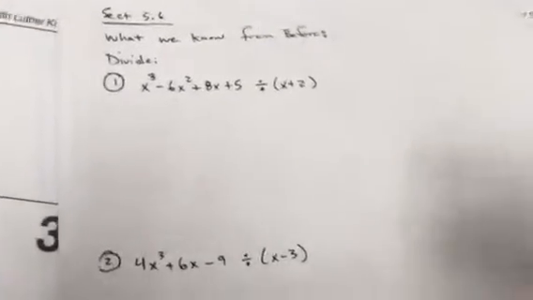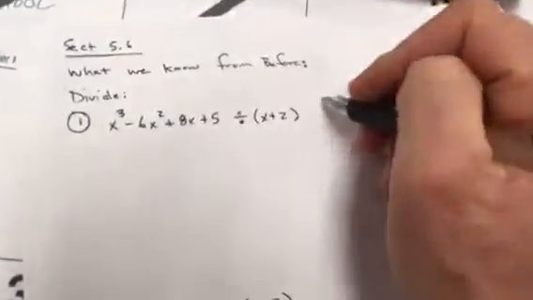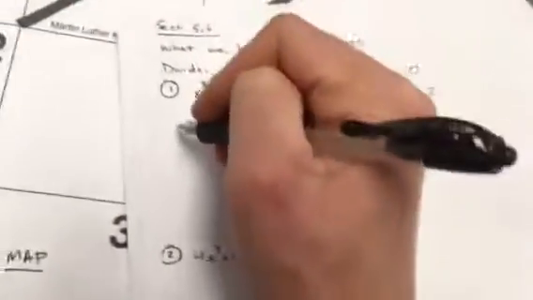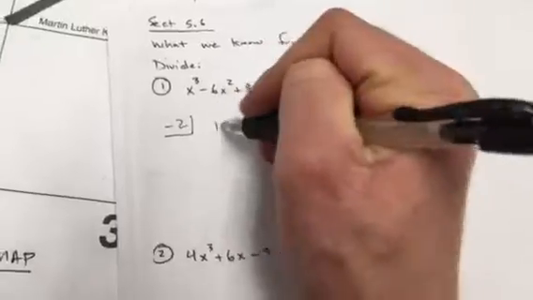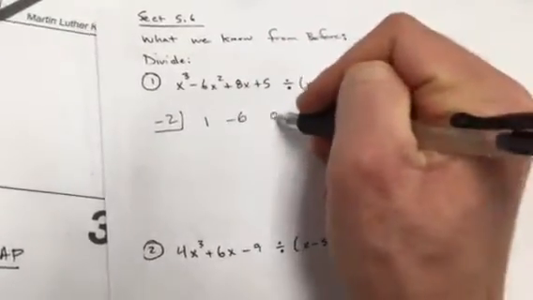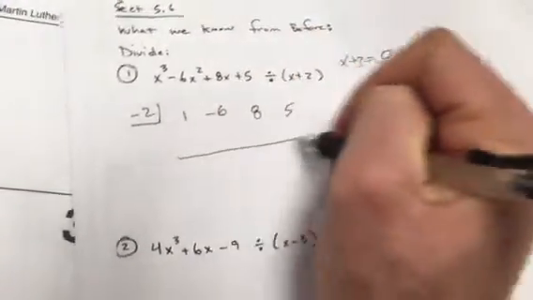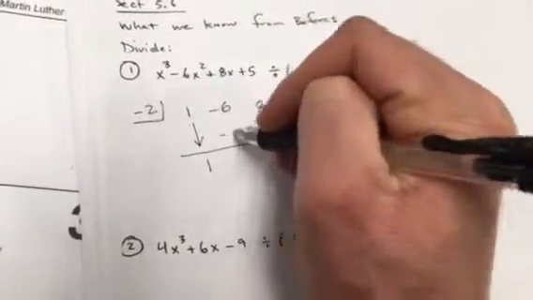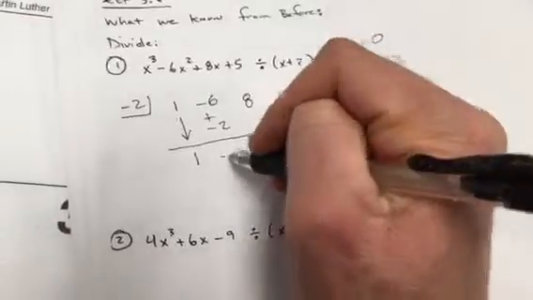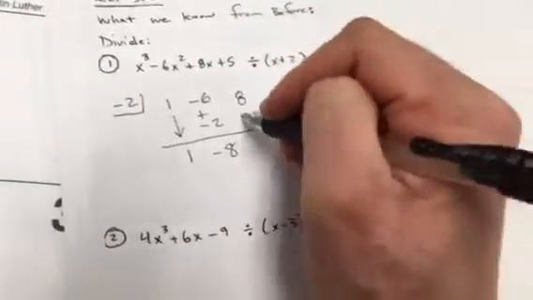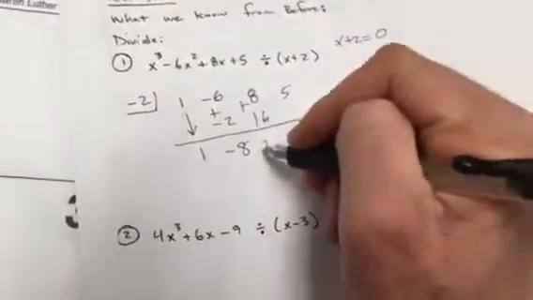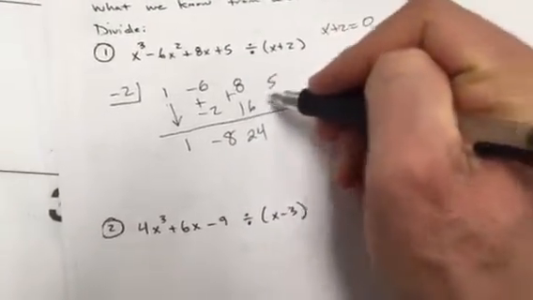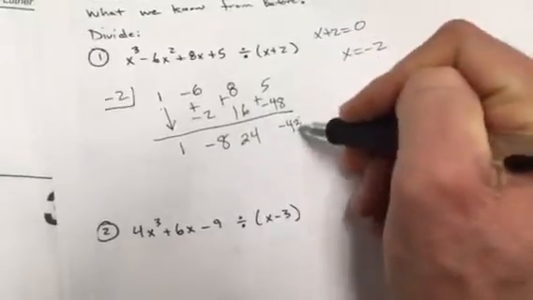All right, so folks, number 1 here, synthetic division. Remember, you always set what you're dividing by, x plus 2 equal to 0. So negative 2 goes in the cubby, 1x to the third, negative 6x squared, 8x and 5. You're going to bring 1 down. Negative 2 times 1 is a negative 2. Add these together. Get negative 8. Negative 2 times negative 8 is 16. Add those together. You get 24. Negative 2 times 24 is a negative 48. Add them together. Negative 43.